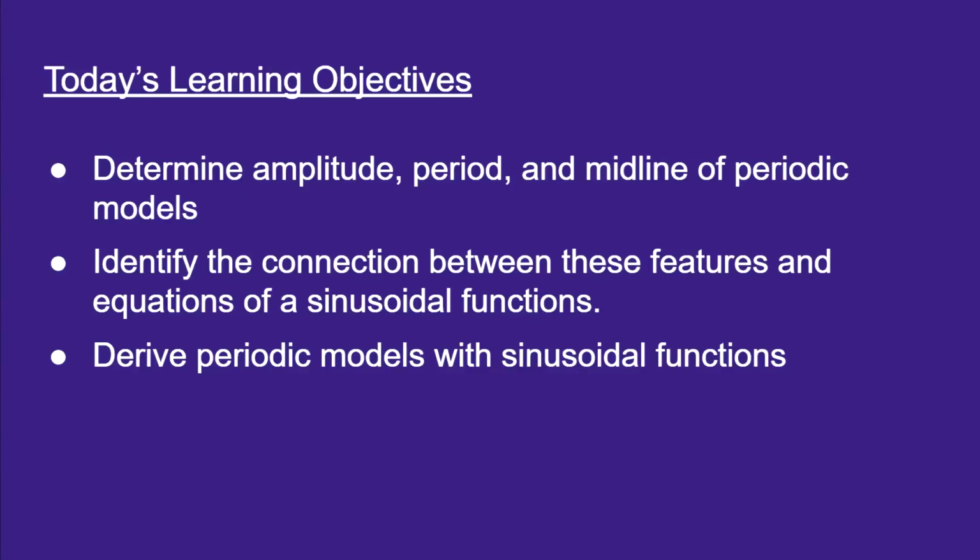So to recap what we have learned in this video so far today, y'all, we determined the amplitude, the period, and the midline of periodic models, and we discussed how you find those. We identified the connection between those features of amplitude, period, and midline, and the equations of sinusoids, right? We looked at the general sinusoid function, and how amplitude, period, and midline affect this function. And then finally, we used that function to derive models of periodic behavior, such as our Ferris wheel or the Earth orbiting around the sun.